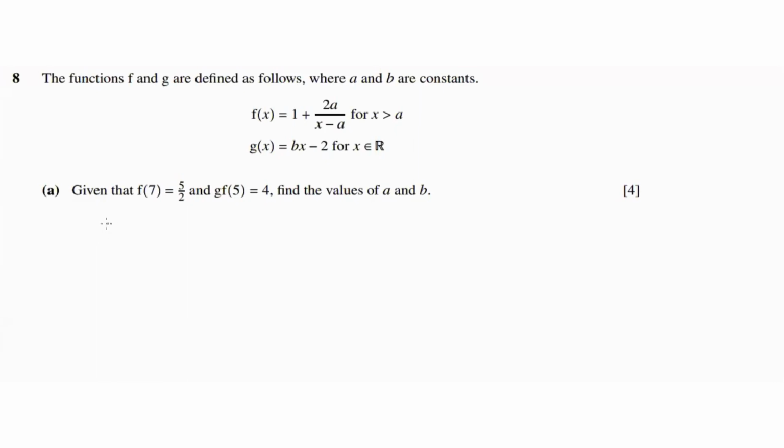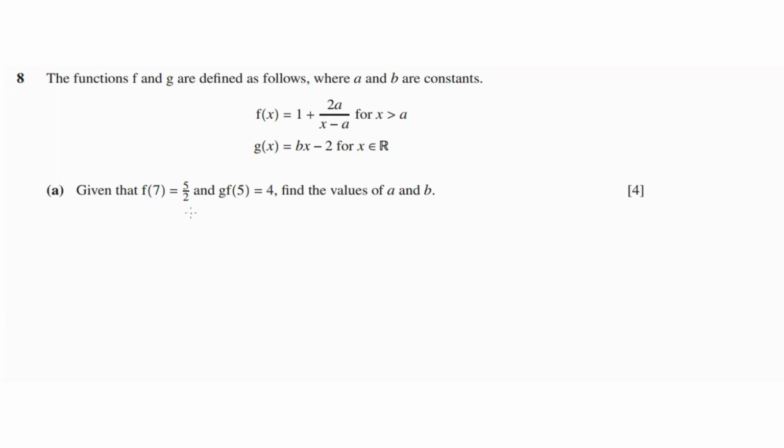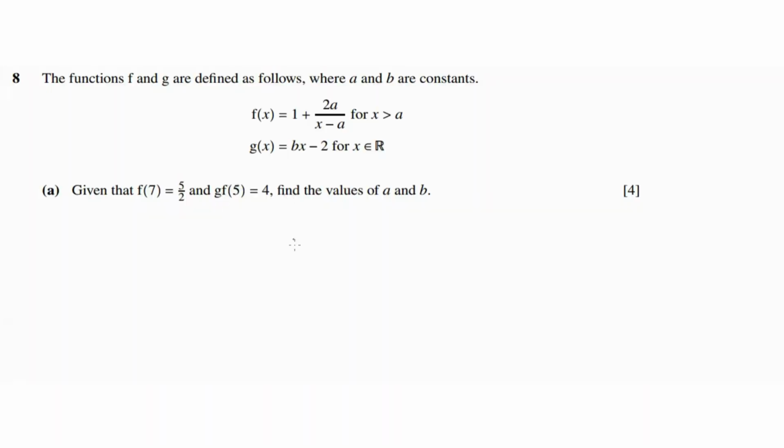This question says the functions f and g are defined as follows, where a and b are constants. Given that f of 7 equals 5 over 2, and g of f of 5 equals 4, find the values of a and b. Let's start with the f function. I'm going to put 5 over 2 equal to 1 plus 2a divided by 7 minus a.